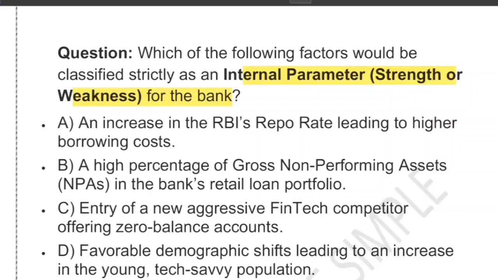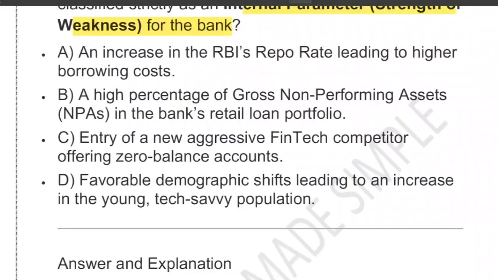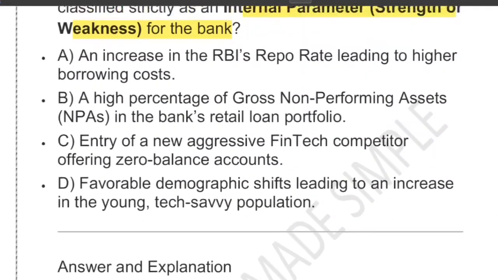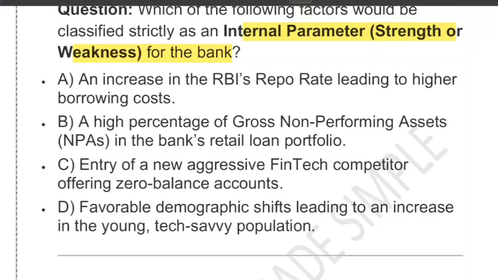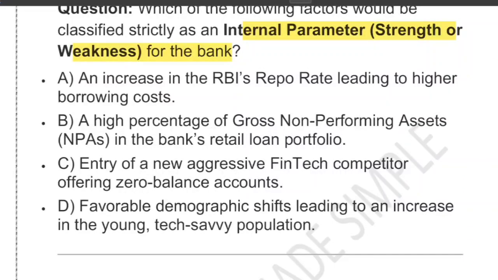So the bank has identified 4 factors while doing the SWOT analysis. So the question is, which of the following factors would be classified strictly as an internal parameter, or the strength or weakness for the bank? Options they have given: A, an increase in RBI repo rate leading to higher borrowing cost. B says higher percentage of gross NPA in the bank's retail loan portfolio. C says entry of a new aggressive fintech competitor. And D says favorable demographic shift leading to an increase in the young tech-savvy population.